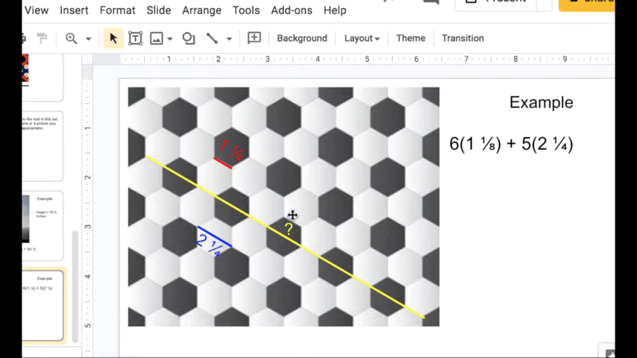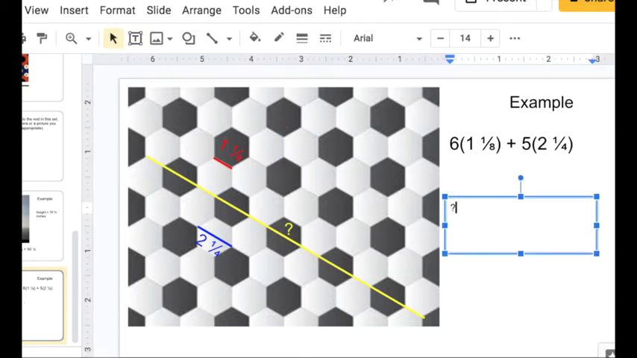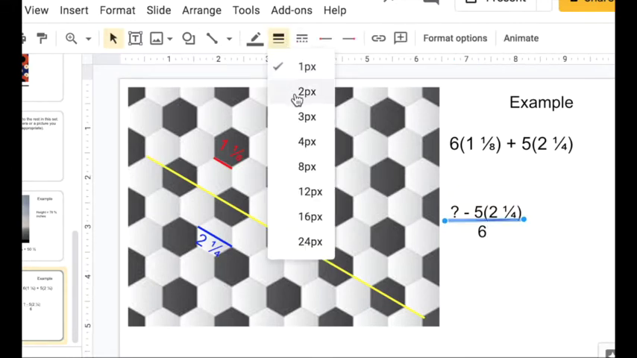Algebraically, if I start with the yellow line, I'm going to need to subtract out my blue numbers, my 5 blue pieces, and that will leave me with my six red sections. So I need to subtract and then divide. All right, let me see how I could write that. I'll just go underneath. Let me change the font first. Underneath, I want to divide by six. I'll draw a little line. Make that line a little thicker.